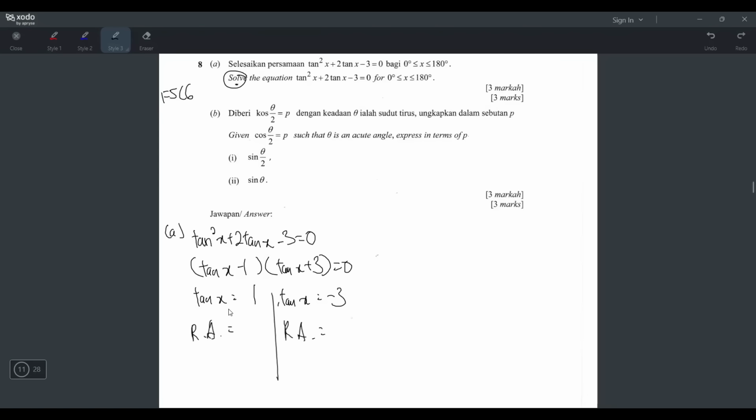Okay. Alright, let's find out the reference angle here. Just tekan shift tangent 1. So you get 45 degrees. But now you have to check the quadrant.